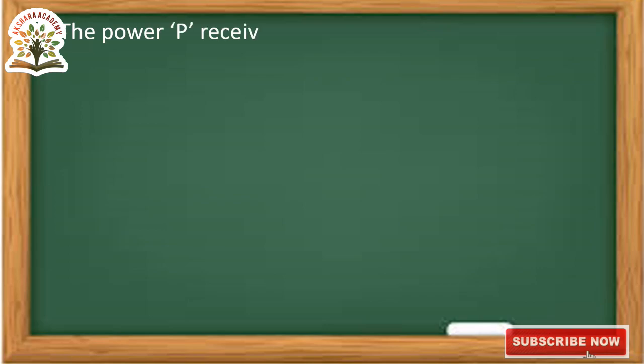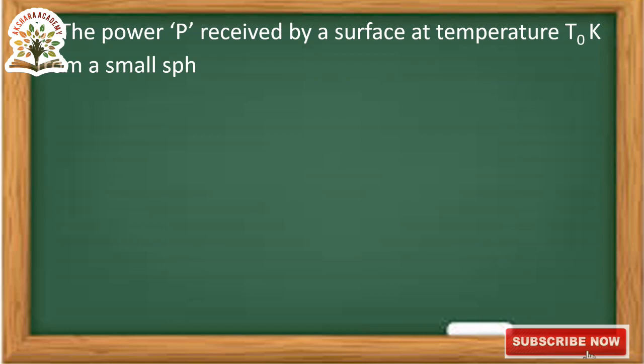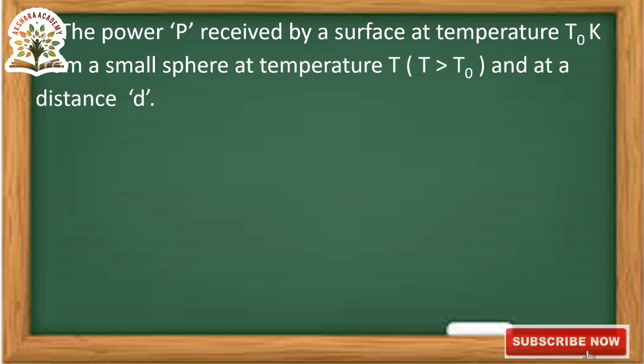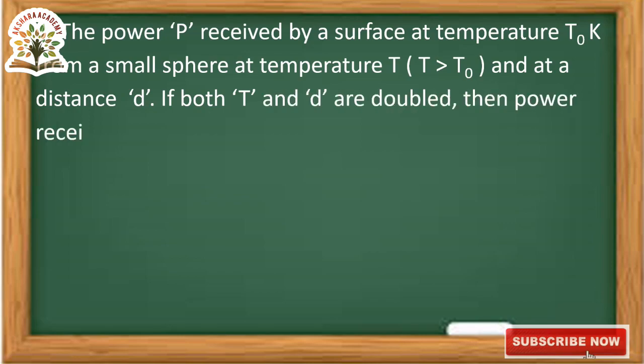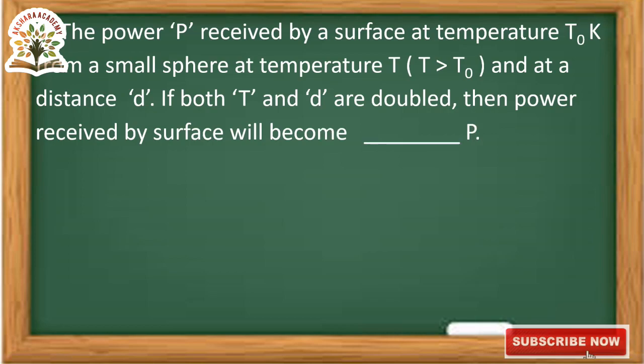The power P received by a surface at a temperature T0 K from a small sphere at temperature T. Here the given condition is T is greater than T0, and at a distance D. If both T and D are doubled, then power received by the surface will become dash. So here you have to calculate the power received by the surface if T and D are doubled.